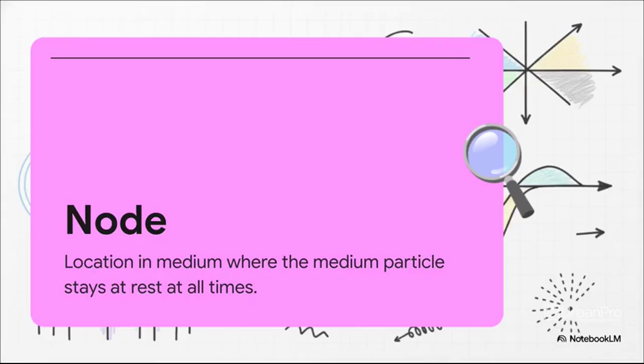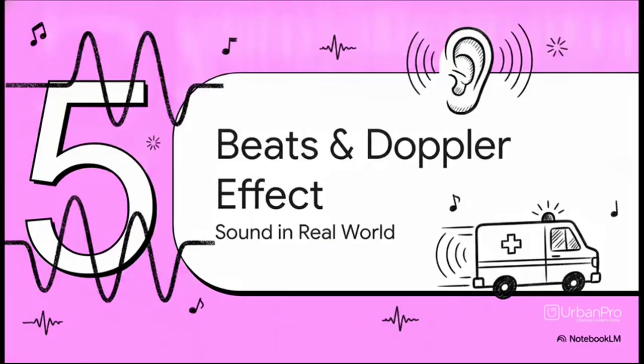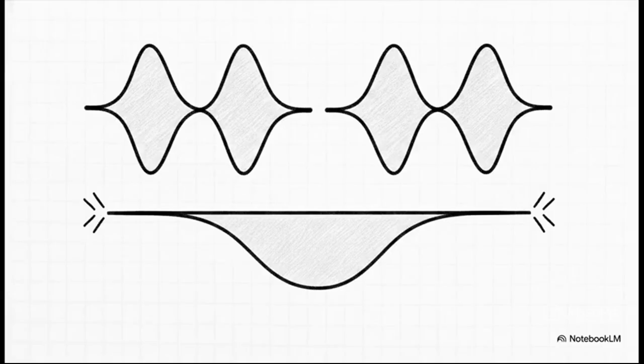And by the way, understanding nodes and antinodes is the absolute secret key to understanding how every single musical instrument in the world works, from the string of a classical violin to the air vibrating inside a massive organ pipe. Finally, Section 5, beats and the Doppler effect, sound in the real world. Let's step out of the abstract math for a second and look at how our human ears actually perceive all these complex wave interactions in everyday life.